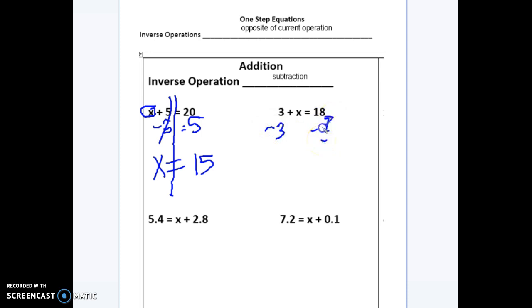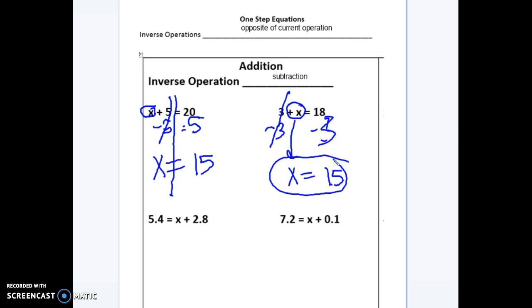Why subtract 3? Because 3 is what is with the x, and our goal is to get everything that's on the same side of the equal sign with the x gone. We want that to disappear. So 3 minus 3 makes 0. Now we know x is completely by itself, and 18 minus 3 is 15. The variable x is now isolated, and we have an answer of x equals 15.